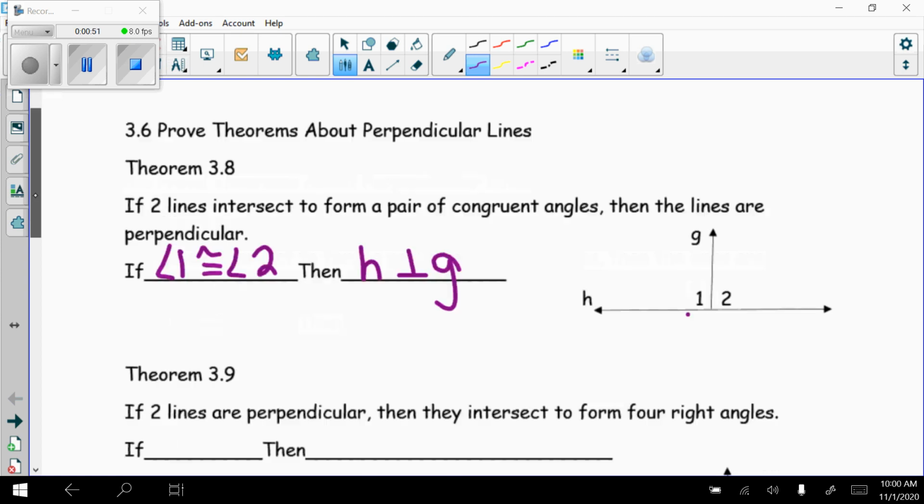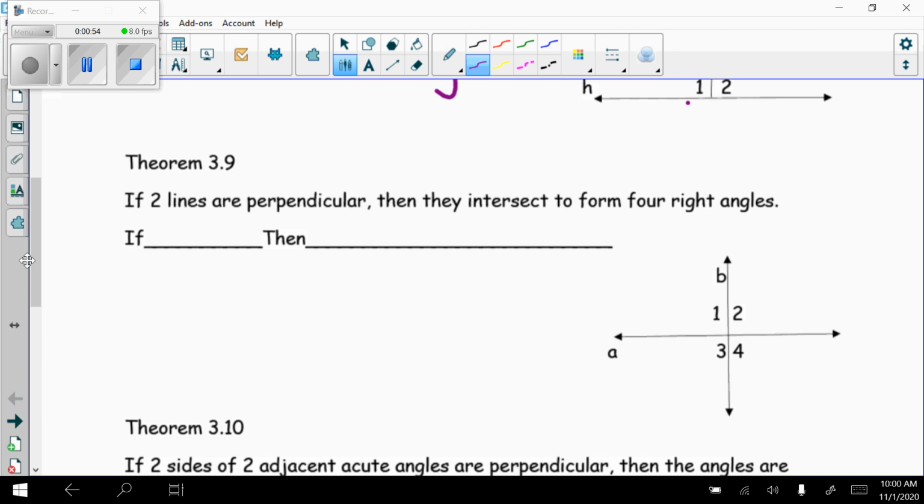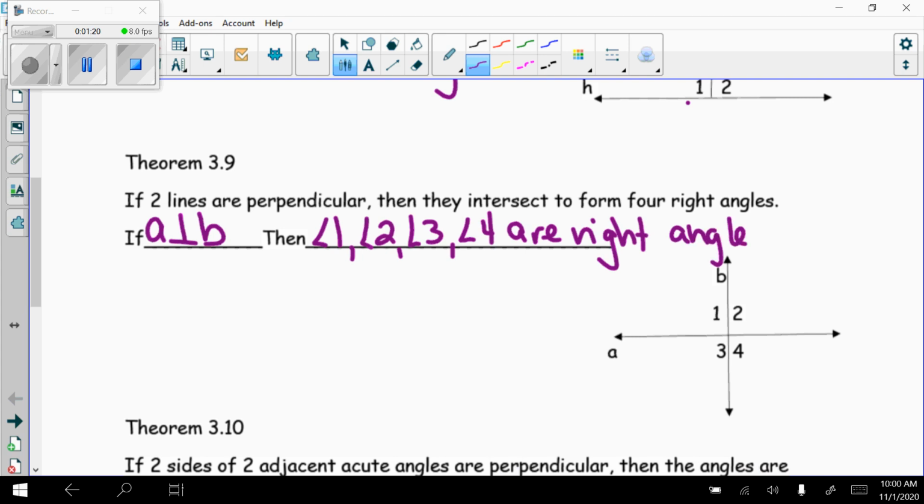Okay. The next theorem, 3.9, says if two lines are perpendicular, then they intersect to form four right angles. So in this picture, we could say if A is perpendicular to B, then angle 1, angle 2, angle 3, and angle 4 are right angles. So we could say that all of these are right angles. So they would each have a little square.